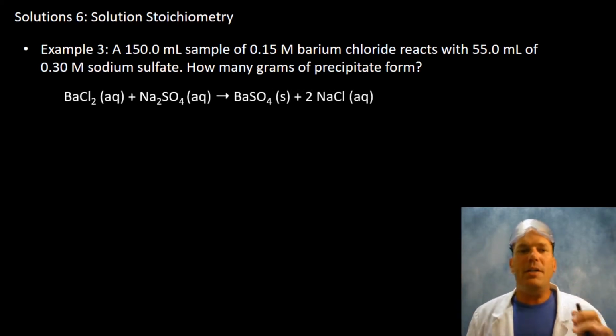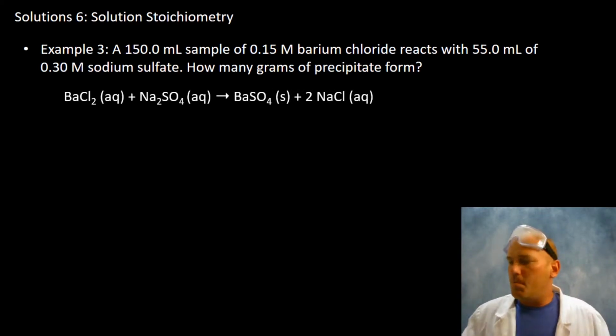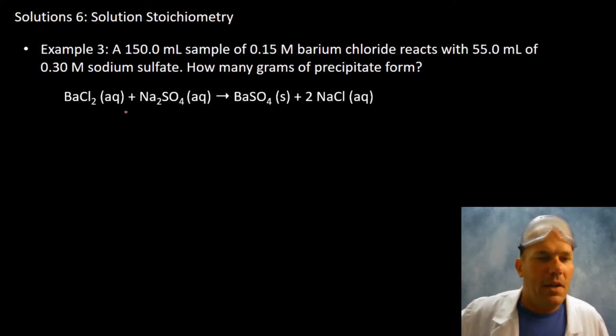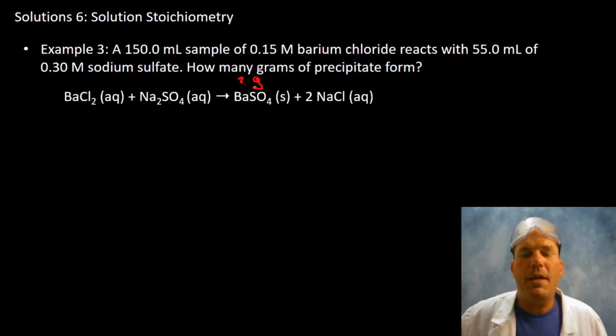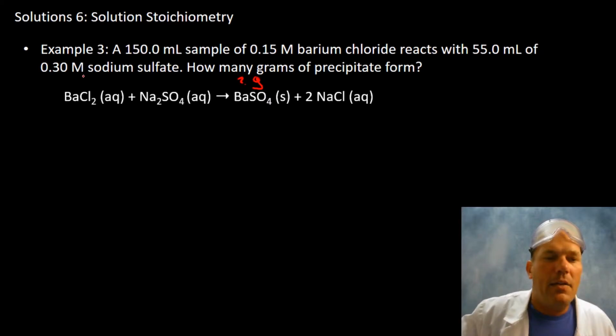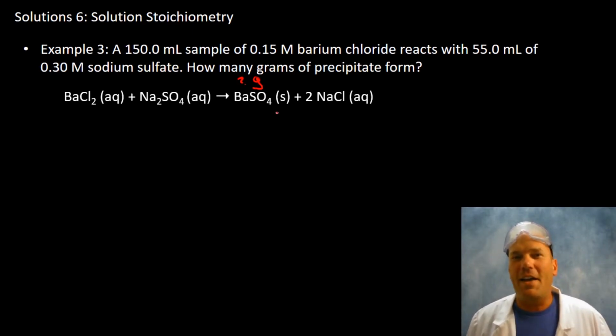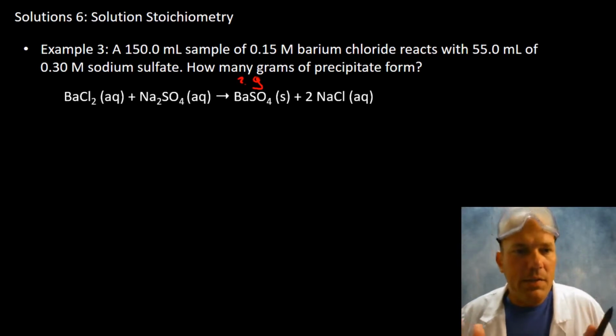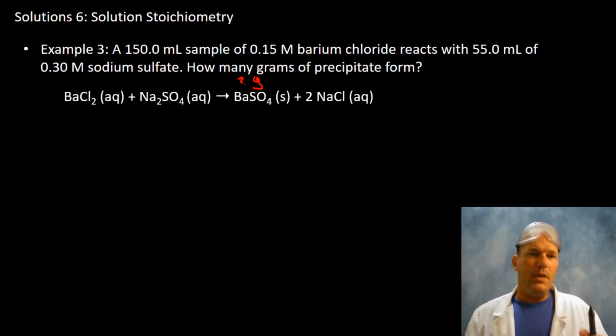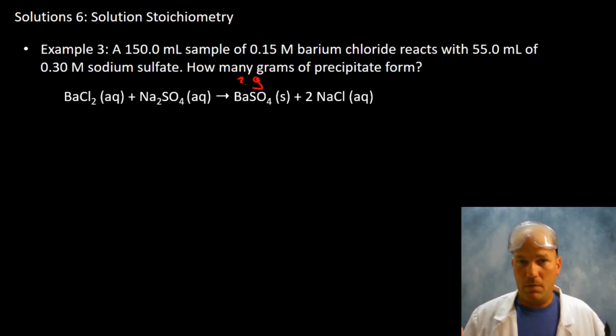Watch your nomenclature on this one. All right, both reactants are aqueous, and one product is solid. That's our precipitate, so that's the one we're being asked about, in grams. And we are given information about both reactants. And this guy over here is just a spectator ion. It dissociates. All right, so anyways, next thing we need to do is convert both reactants into moles.